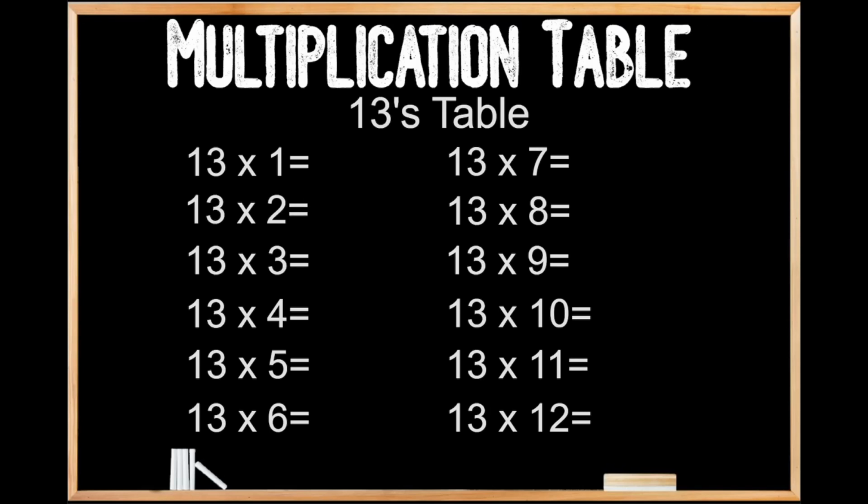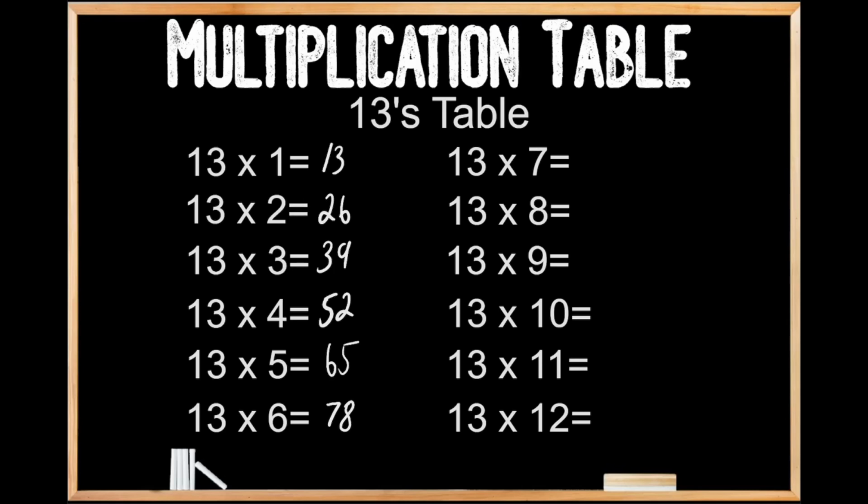13's table. 13 times 1 is 13. 13 times 2 is 26. 13 times 3 is 39. 13 times 4 is 52. 13 times 5 is 65. 13 times 6 is 78.